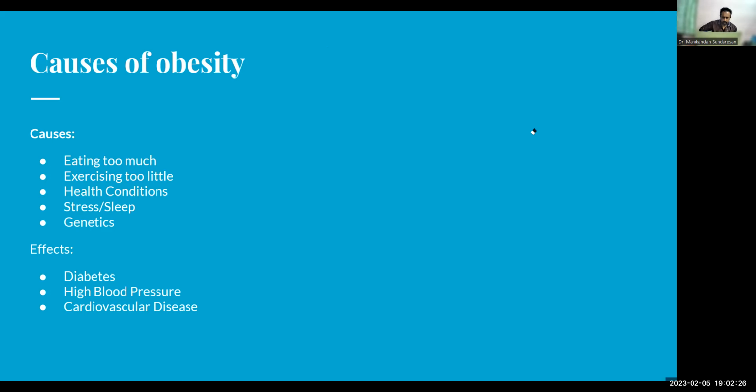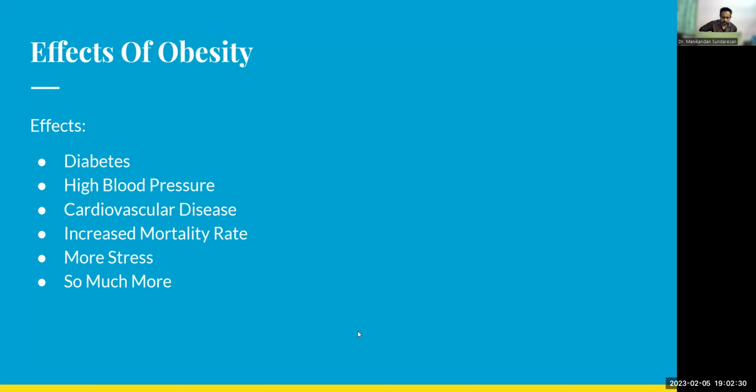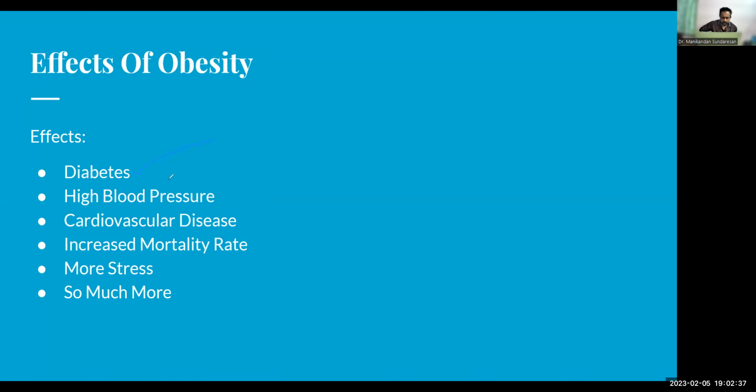And then afterwards, the effects here. There are so many effects: diabetes, high blood pressure, cardiovascular disease, and then overall increased death rate or mortality rate, and then more stress. So the cycle of stress.